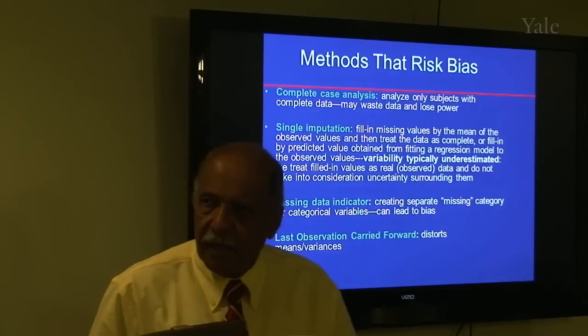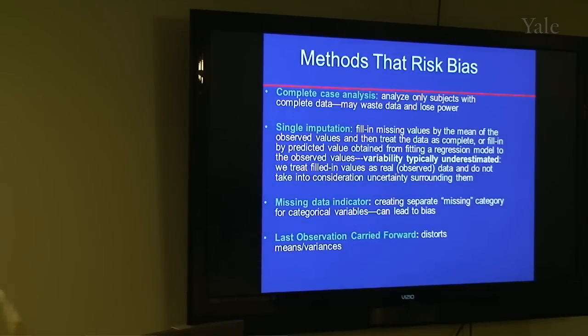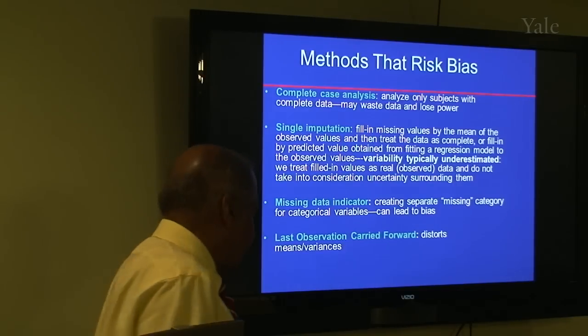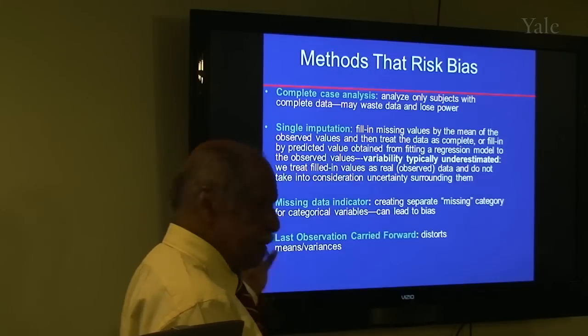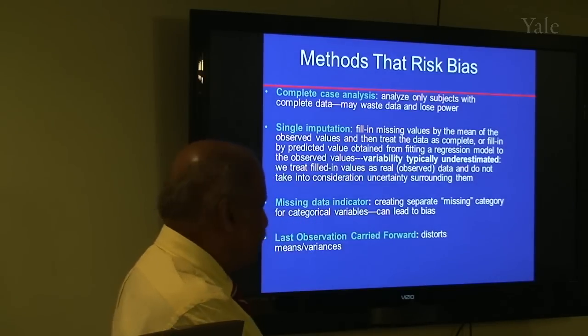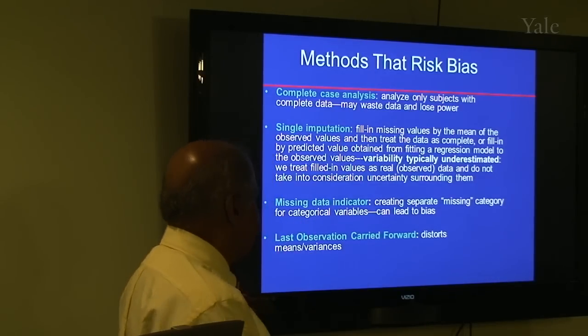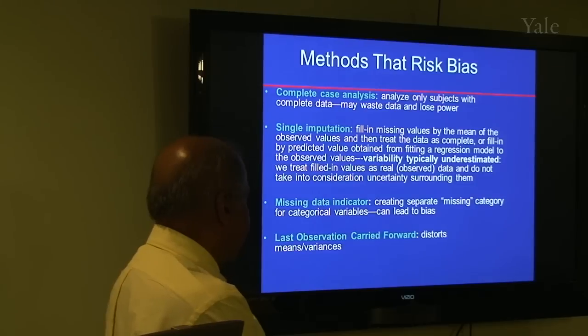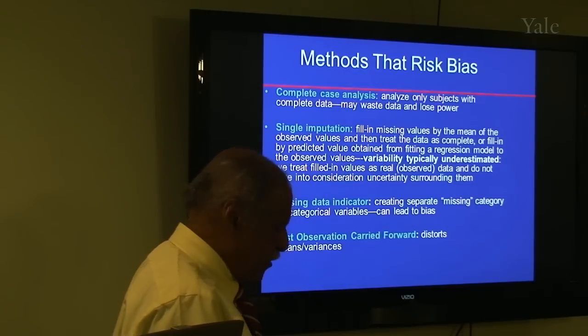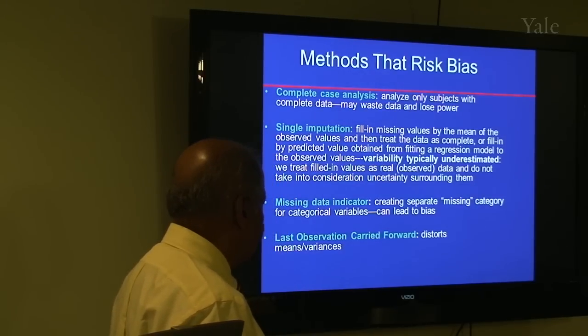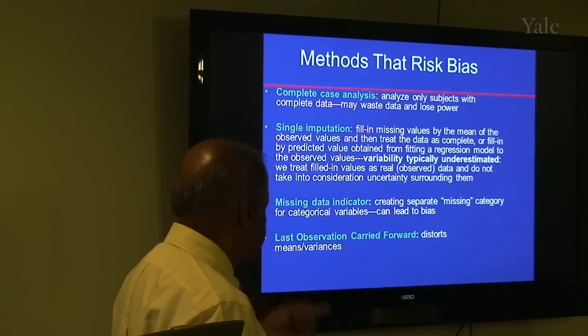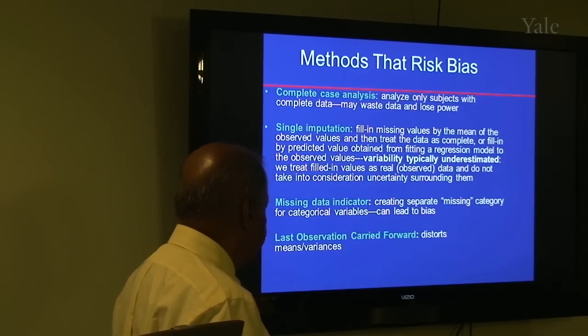Okay, well, if you are picking the regression line, then you're basically suppressing the variation and decreasing the variance. So obviously, you're asking for trouble there. Missing data indicator, missing category, you can do that, but it obviously can lead to bias.